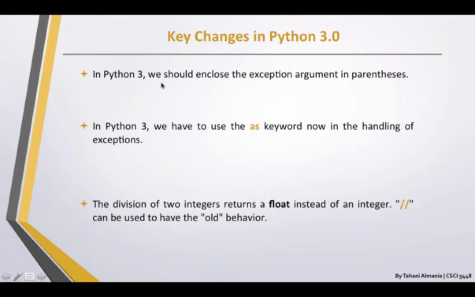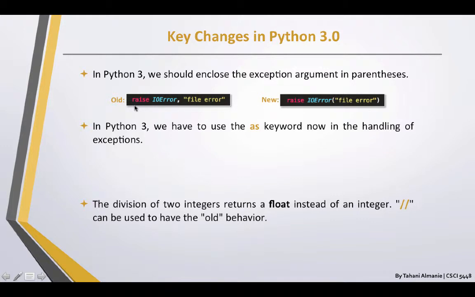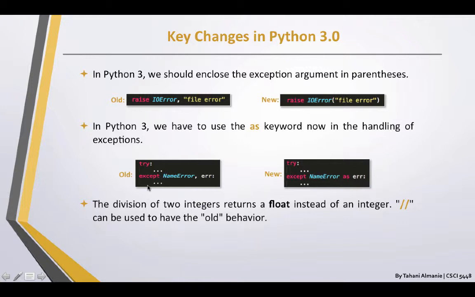In Python 3, we should enclose the exception argument in parentheses, like this. So this is the old version without parentheses here, while here we need to enclose the exception argument with parentheses. In Python 3, also we have to use the as keyword in the handling of exceptions, like what you see here. Here we don't have to use the as keyword, while here we need to use it.